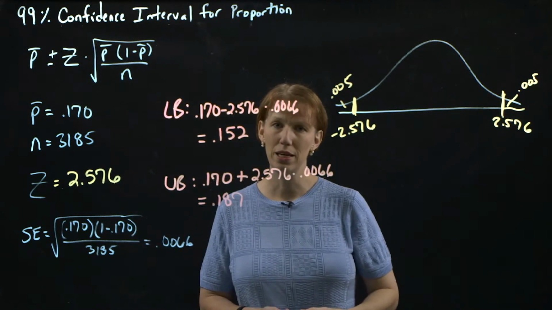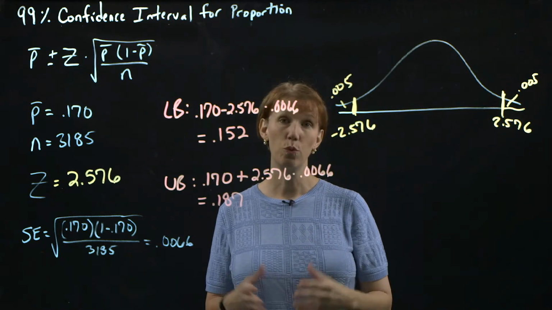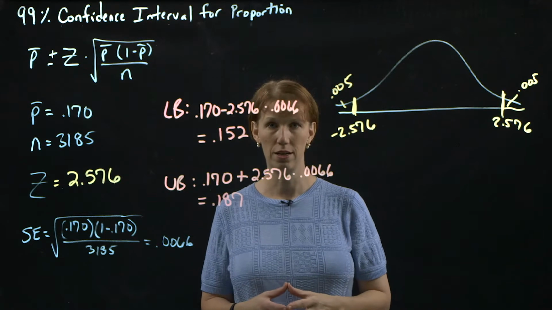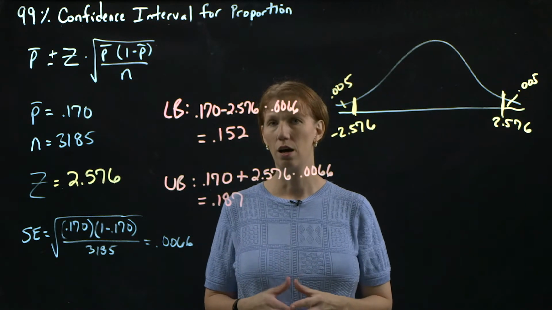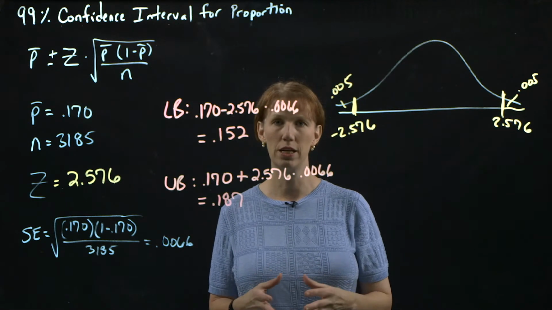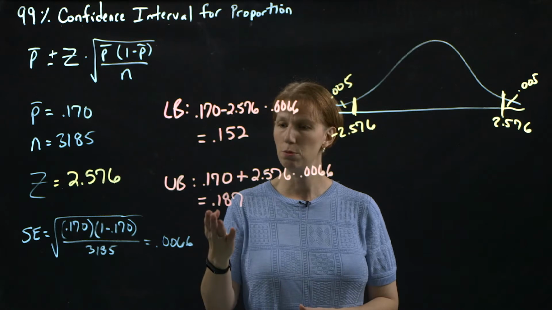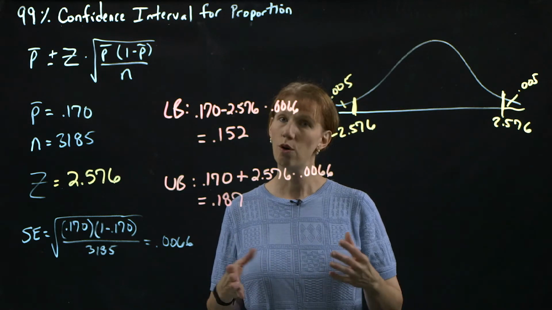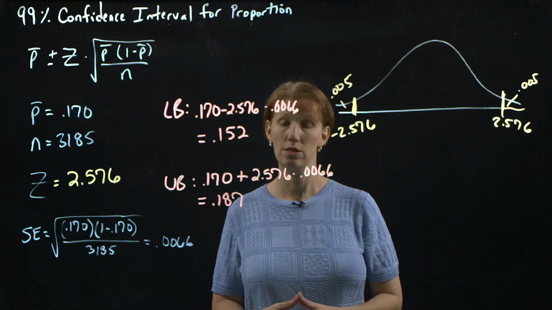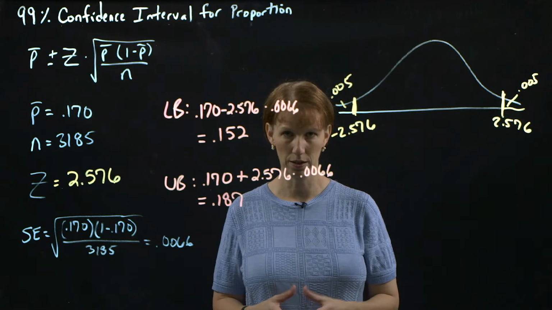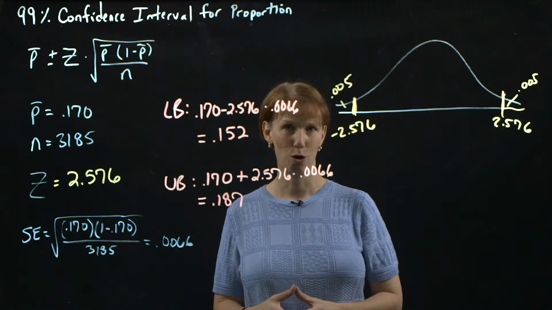So what does this mean in terms of interpretation? What this is telling us is that we are 99% confident that the true underlying population proportion of smokers in the Hamilton ACO is between 0.152 and 0.187, or alternatively, we can express it as 15.2% to 18.7% of the population. Now, I want to make two additional notes here.